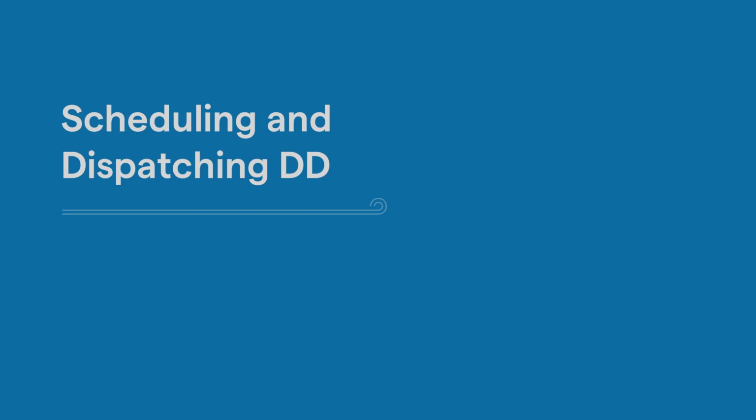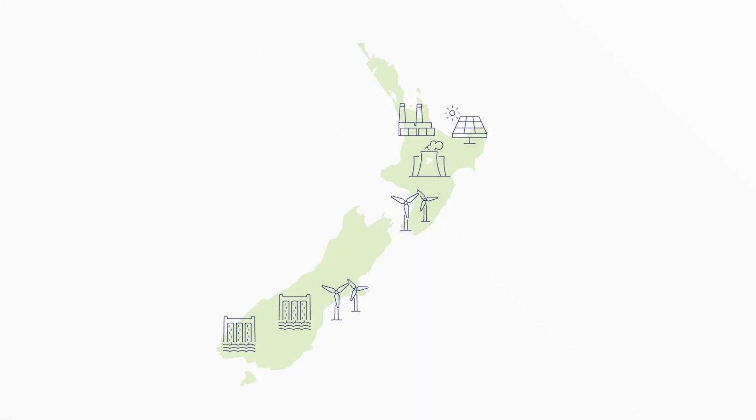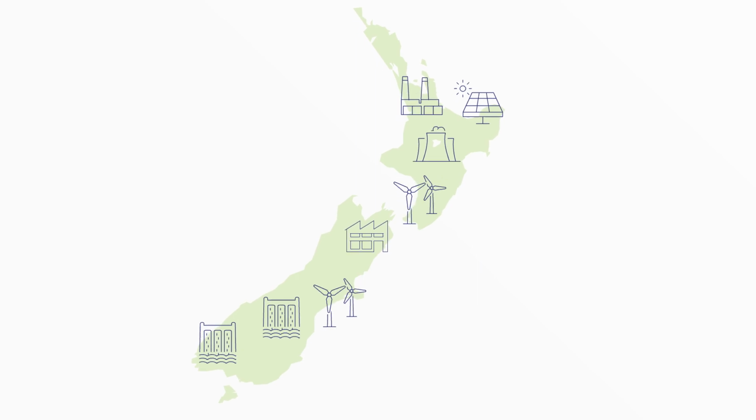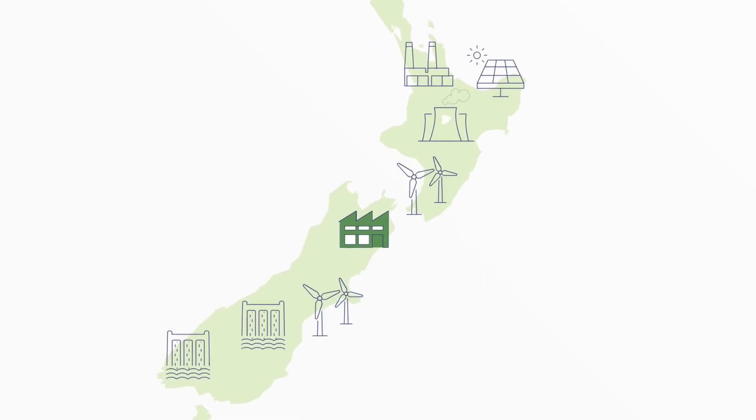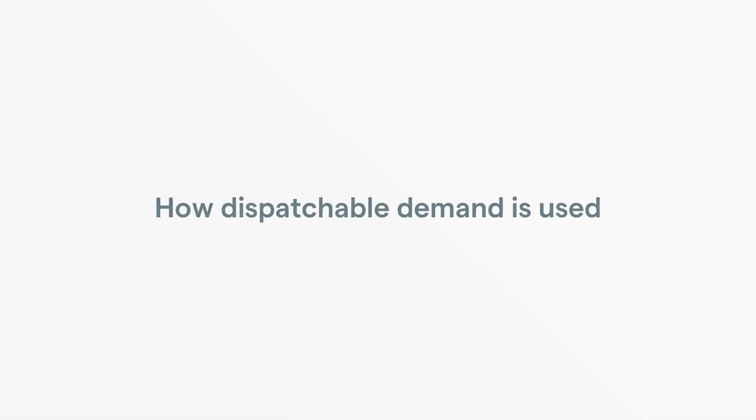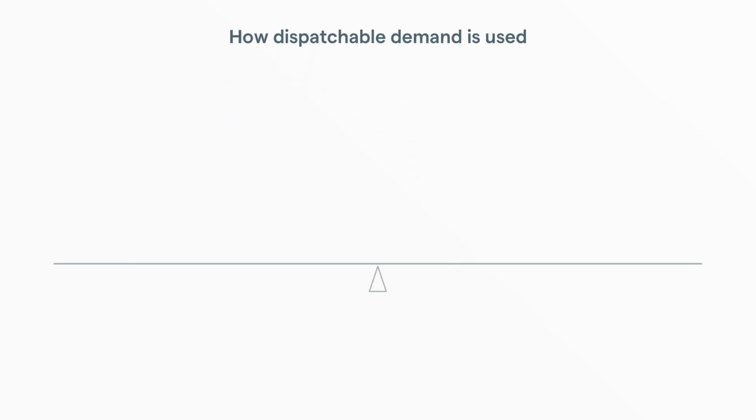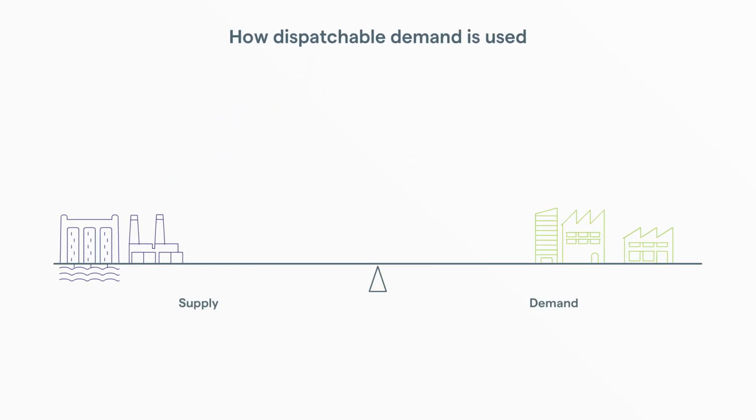Dispatchable demand is an Electricity Authority initiative that enables load consumers to participate more actively in the wholesale electricity market. The electricity market is a balance of supply and demand. Dispatchable demand participants set up their load as a dispatch-capable load station, or DCLS.